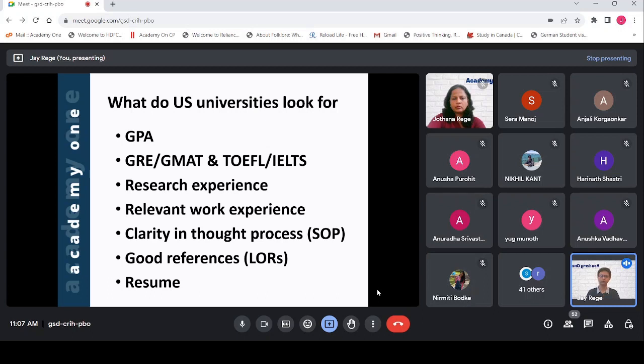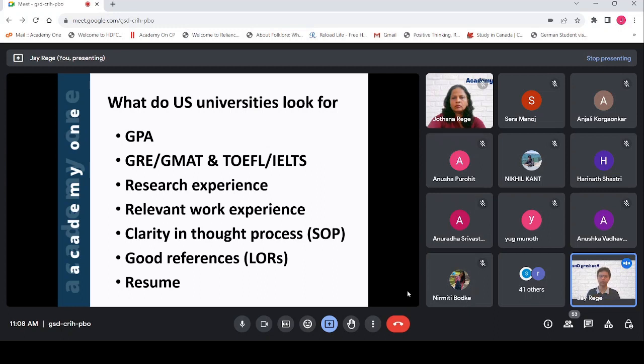So the first level of screening generally happens on your GPA and GRE score. Out of maybe the 1,000 applications, the university would filter out say around 700 applications and only consider maybe 250, 300 applications, where they would then go into the details of your resume, the work experience that you have, what kind of research experience you have had in the past. They would then read your SOPs and LORs, and that is how the application works.